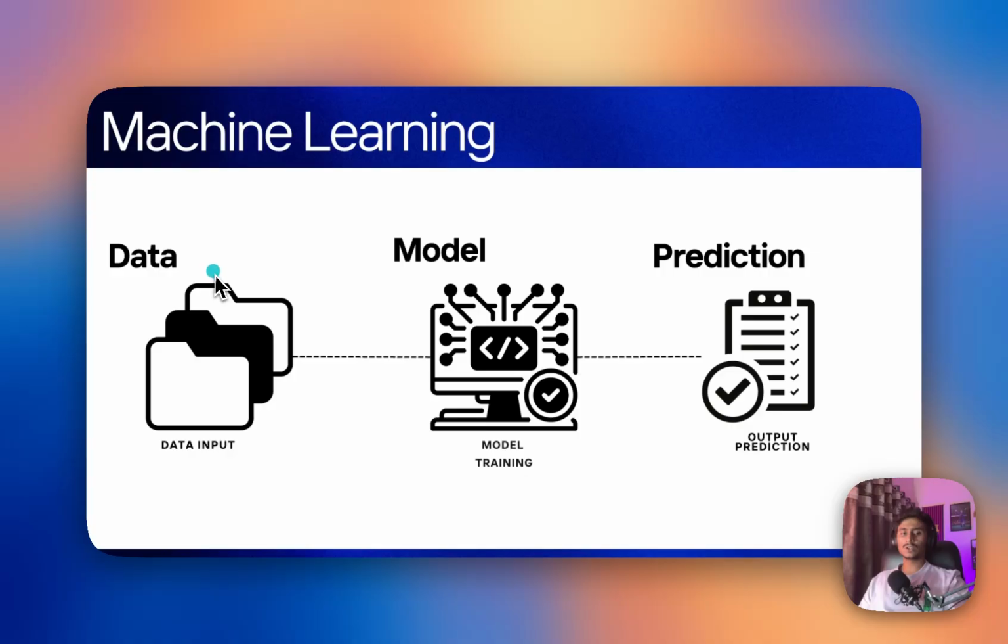Input data, which contains historical examples, or live stream data, which we feed to the model. Model training, where the algorithm learns the pattern from the data. And output, where the model gives us the answer for new unseen data.